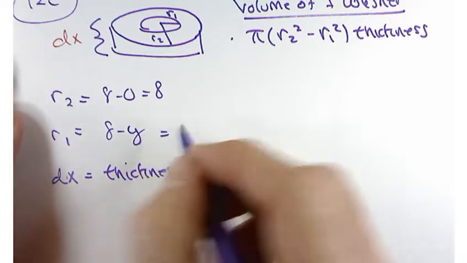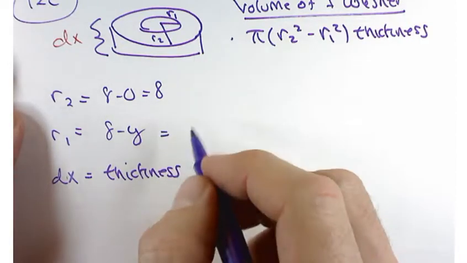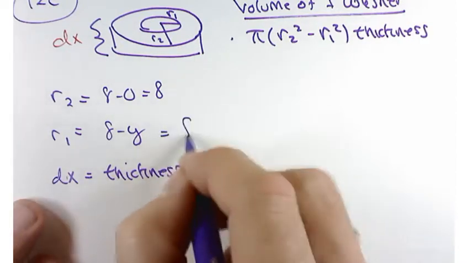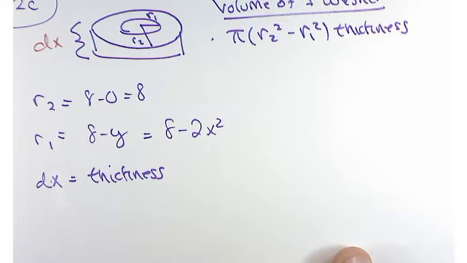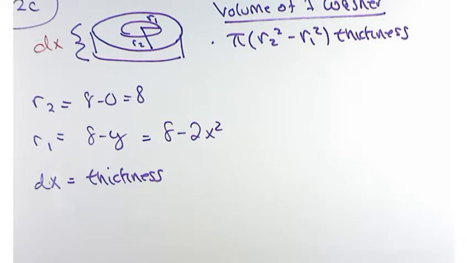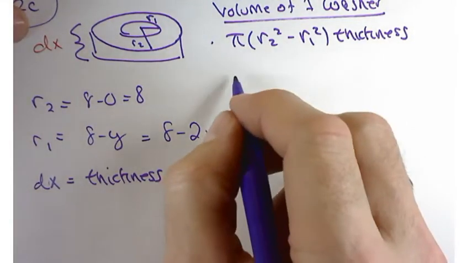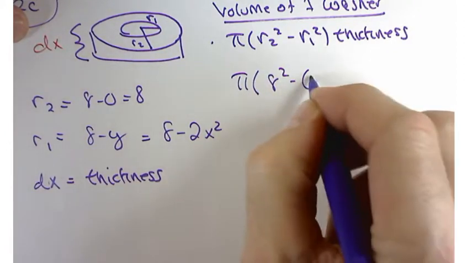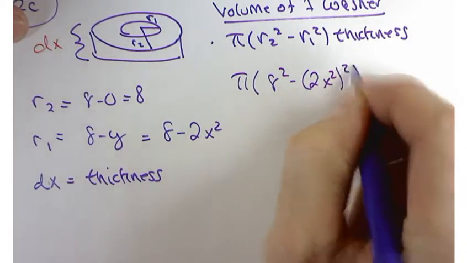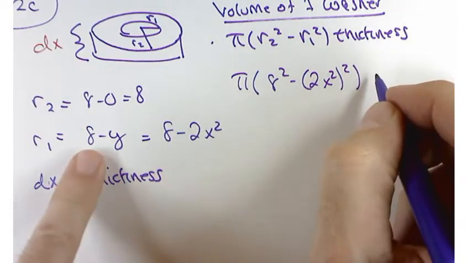So I think we solved for y in the previous problem. No, actually we have an expression for y, right? It's y is 2x squared. It's great. Now I've got all that I need to plug in and find the volume of one washer. Pi times 8 squared minus 2x squared squared again times dx.